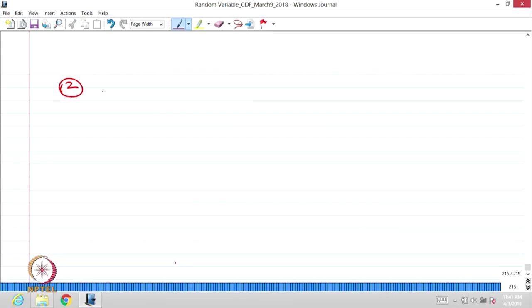Second example. I won't bother about what the random experiment is. Directly, I give the sample space. The sample space consists of three elements. Now we'll go for creating the sigma field. The smallest one is always the empty set and the whole set.